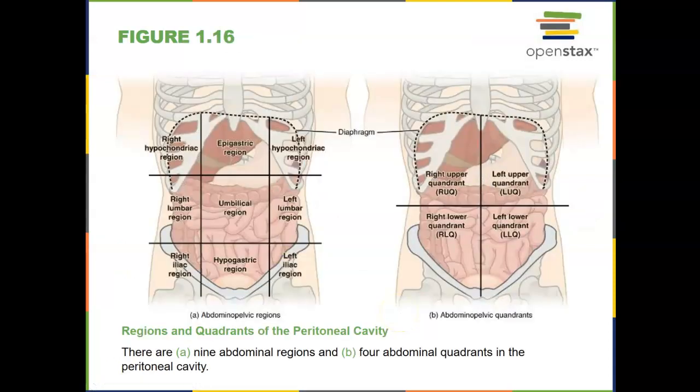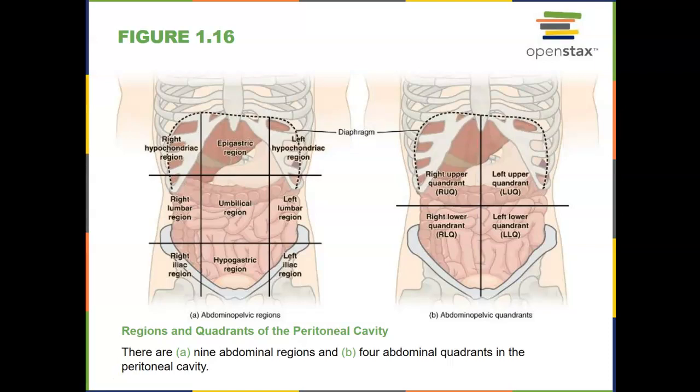Here's our tic-tac-toe. So the regions and the quadrants of the peritoneal cavity, or the internal body cavity, can be broken down into the abdominopelvic regions or just abdominopelvic quadrants. It kind of depends on what question you're asking as to whether or not you're talking about quadrants or regions. You do need to know both. There are 9 abdominal regions. Each region has a different set of organs.